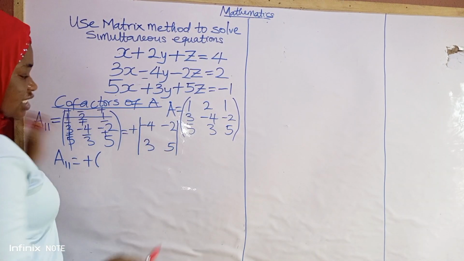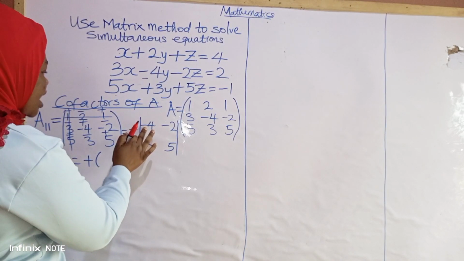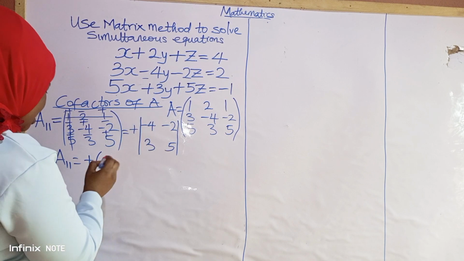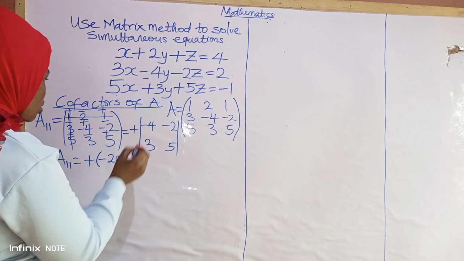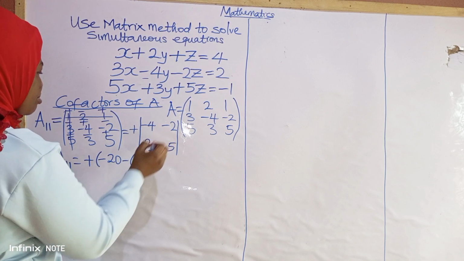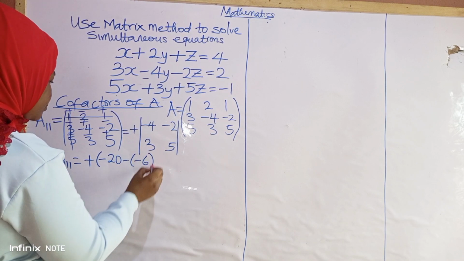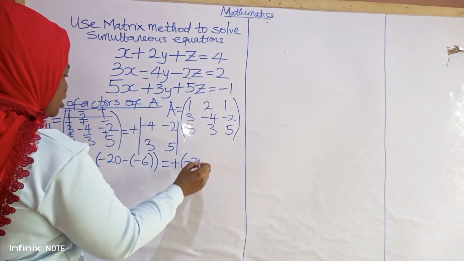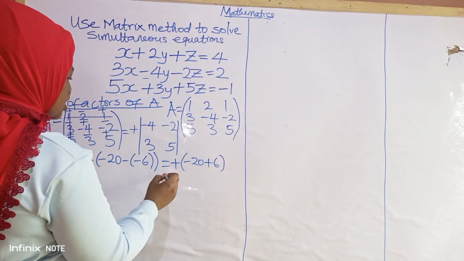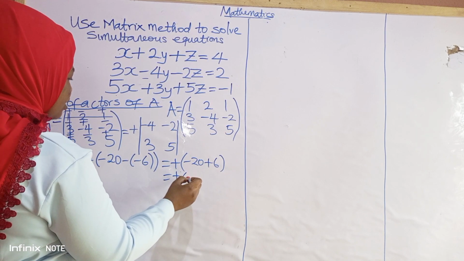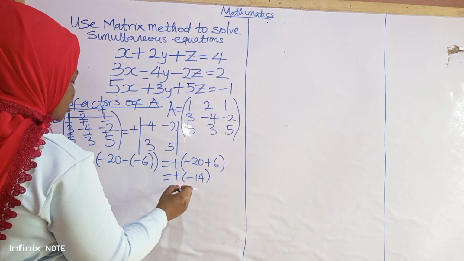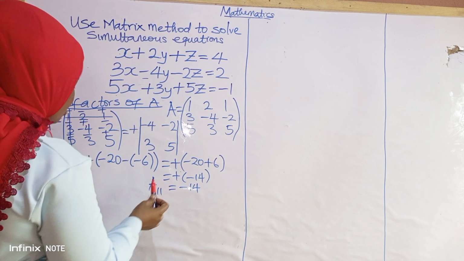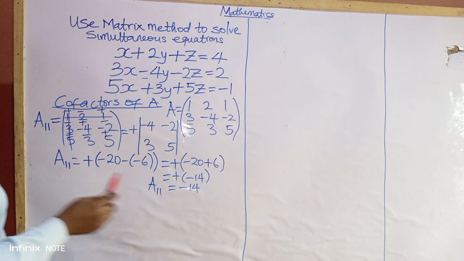We are finding the determinant of this 2 by 2. So, I have minus 4 multiplied by 5, that is minus 20. Then minus 3 multiplied by minus 2, minus 6. So this gives plus into bracket minus 20 plus 6. And that is what? Plus multiplied by minus 14, and that is minus 14. That is, our first element of cofactor of A is minus 14.